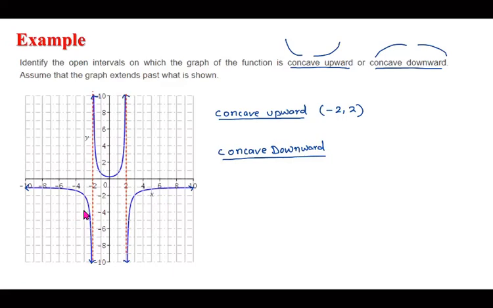This piece is concave down here, from -infinity up to -2. And this piece here is also concave downward, and this is from 2 up to infinity. So in these two intervals, the graph is concave downward. If you want to combine these two intervals, we can put a union sign in the middle.